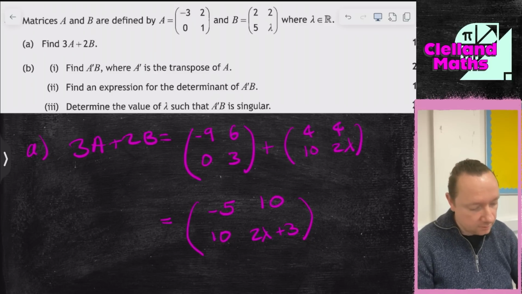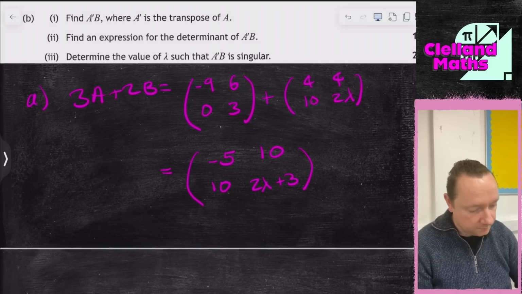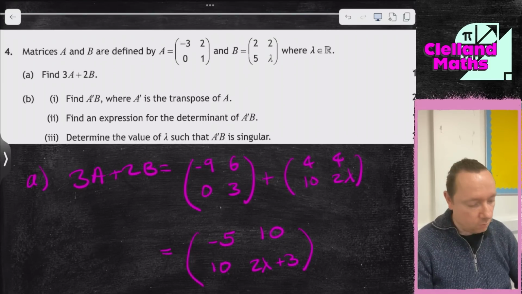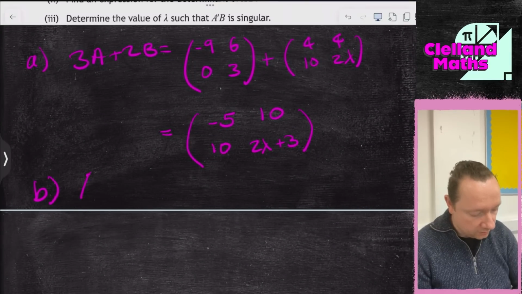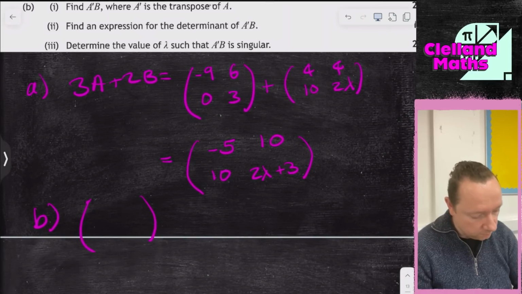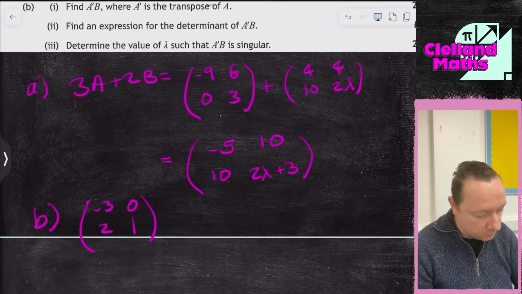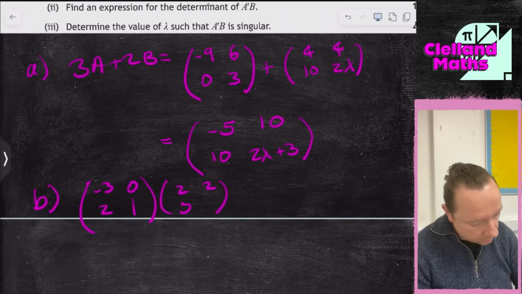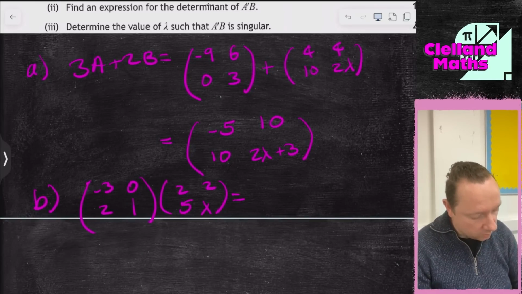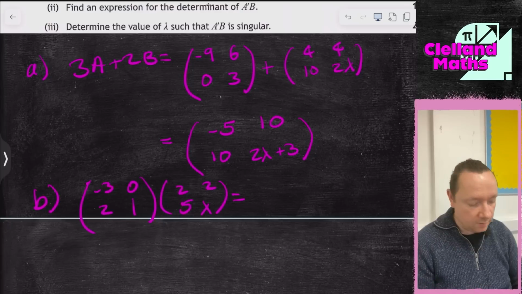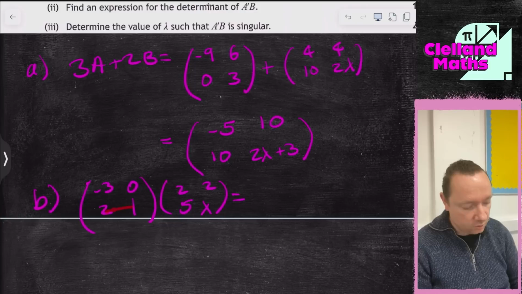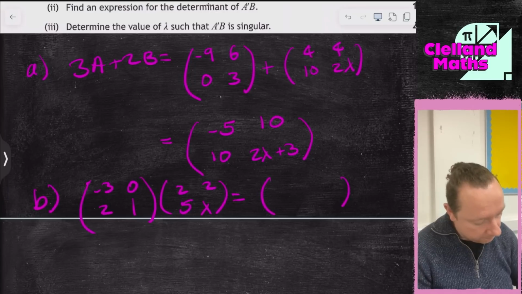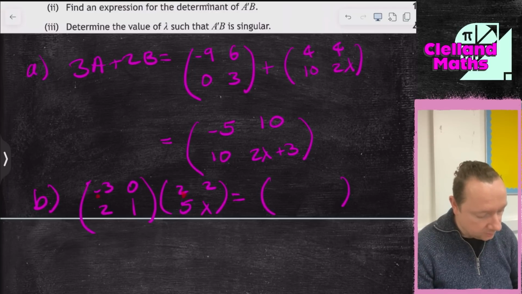Part B says, find A transpose B. So A transpose, A was minus 3, 2, 0, 1, so we just flip the columns, minus 3, 2, 0, 1 times B. Well, B was 2, 2, 5, lambda. So remember, this works by multiplying the row and the column, and that gives us our first term. Then row and column for second term, row and column for third term, row and column for fourth term. So that gives me minus 3 times 2 is minus 6 plus 0.